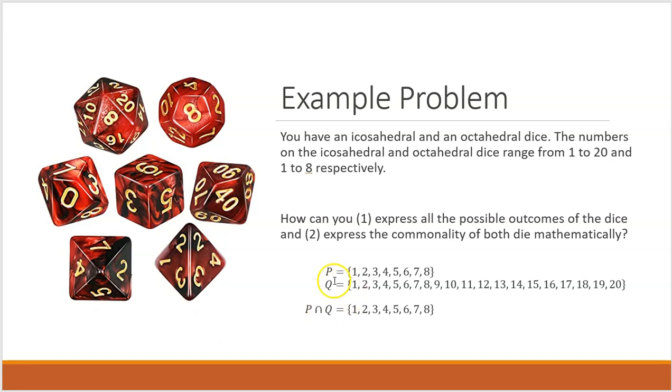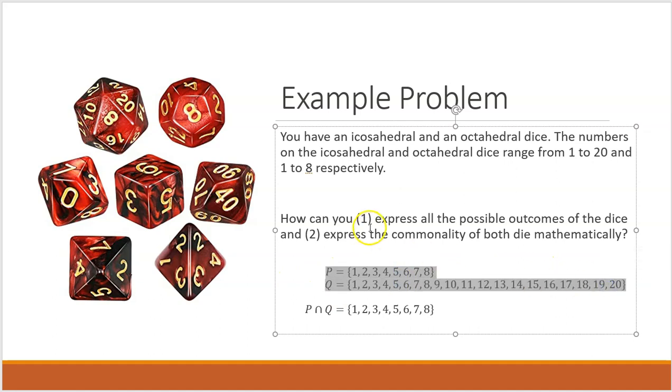So going down, P representing all the outcomes on the octahedral die is 1, 2, 3, 4, 5, 6, 7, and 8. And the icosahedral, that has 20 faces, so I wrote 1 all the way to 20 in this set. And P and Q, this little section here, represents question 1. Now question 2, express the commonality of both dice mathematically. Well, what is the intersection of P and Q? It is simply 1 all the way up to 8.